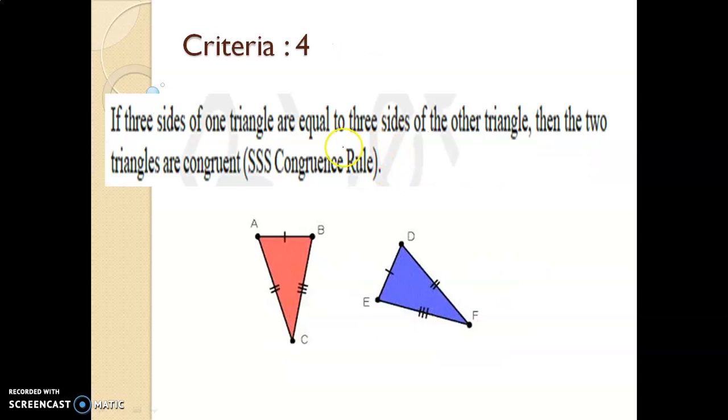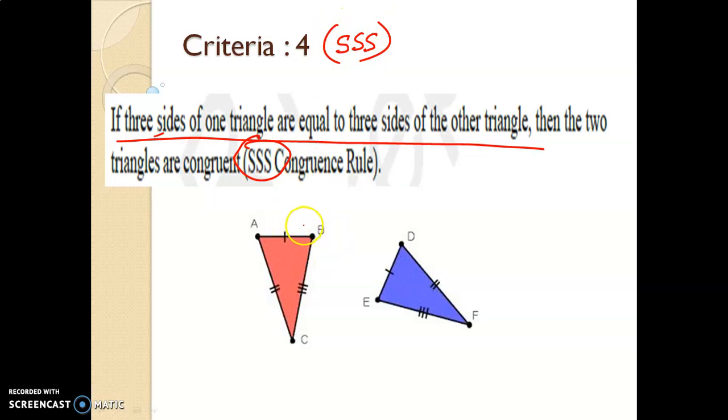And look at the fourth criteria. If the three sides of one triangle are equal to three sides of the other triangle, this comes under triple S. So the fourth criteria is nothing but triple S. Look at the two triangles ABC and DEF. Here AB is equal to DE because single mark equals single mark, and AC is equal to DF.